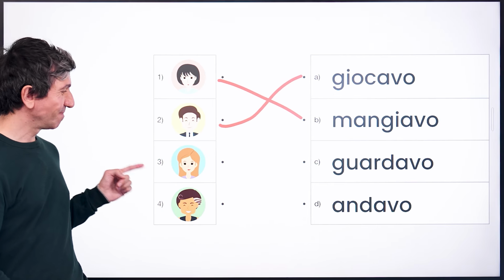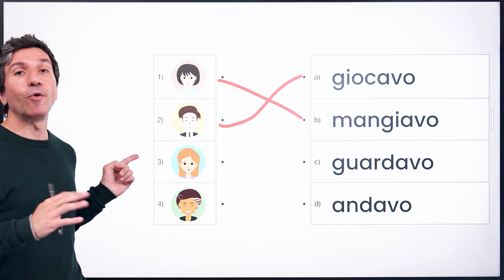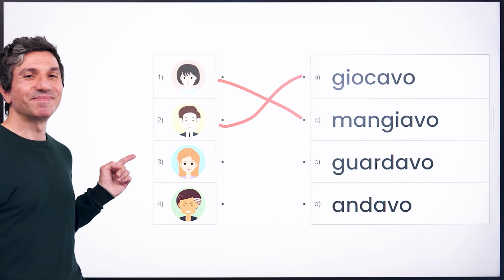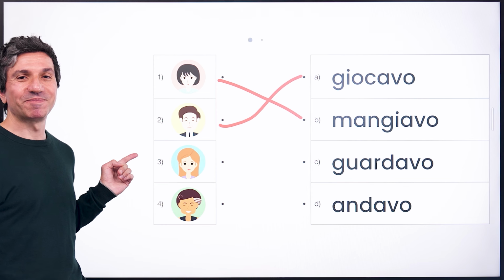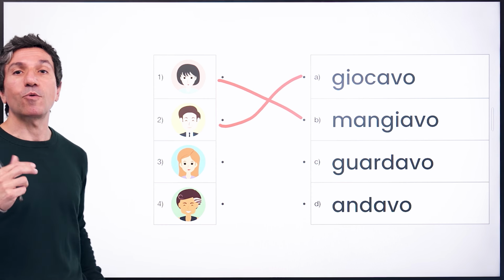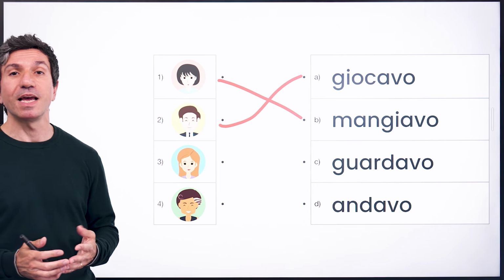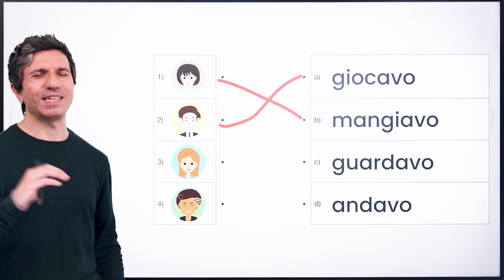Next. Da ragazza guardavo molti film stranieri. One more time. Da ragazza guardavo molti film stranieri. Did you hear guardavo? Guardavo is the imperfetto tense showing that the speaker regularly watched films in the past.